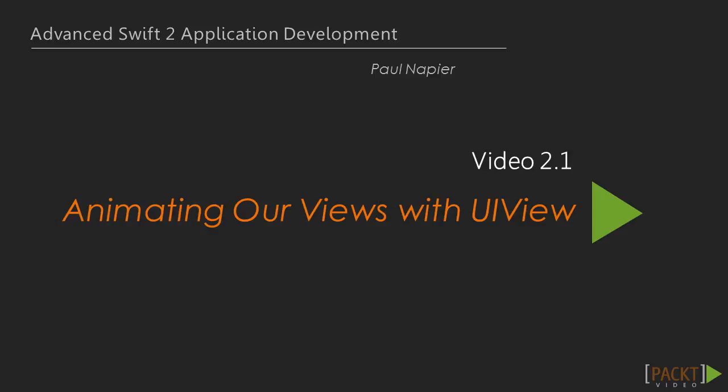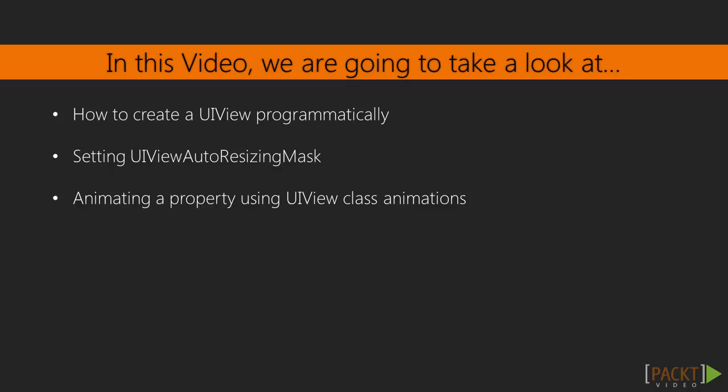So in this video, we're going to begin our adventure into animation, starting with how to create a UIView programmatically. Then, we're going to look at setting the UIView autoresizing mask to flexibly resize our view. And then, we're going to animate a property using a UIView class animation.